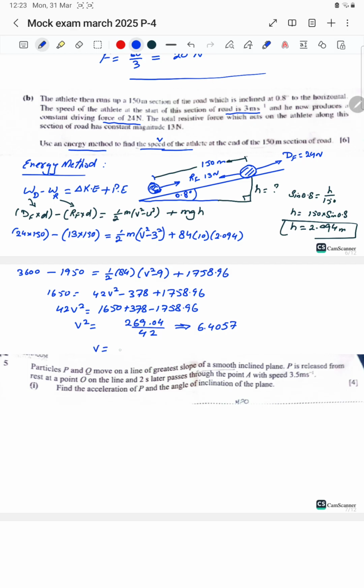So v will be the square root of 6.4057, that gives me 2.53 meter per second. That is the final answer of mine. I hope it is clear.